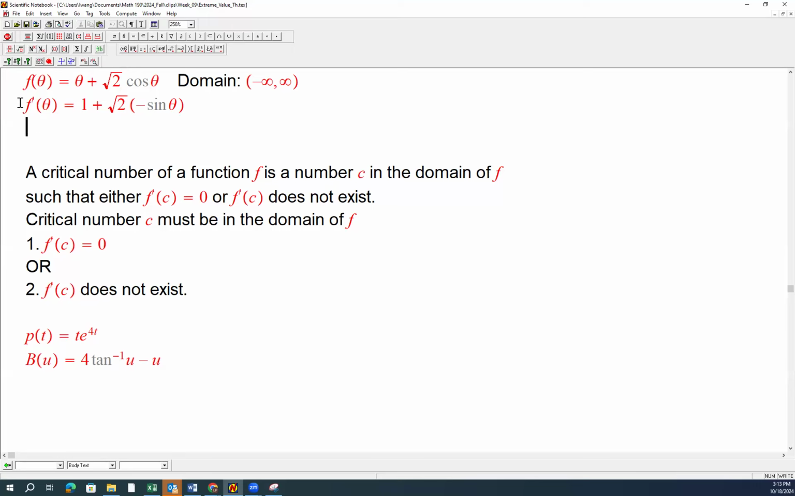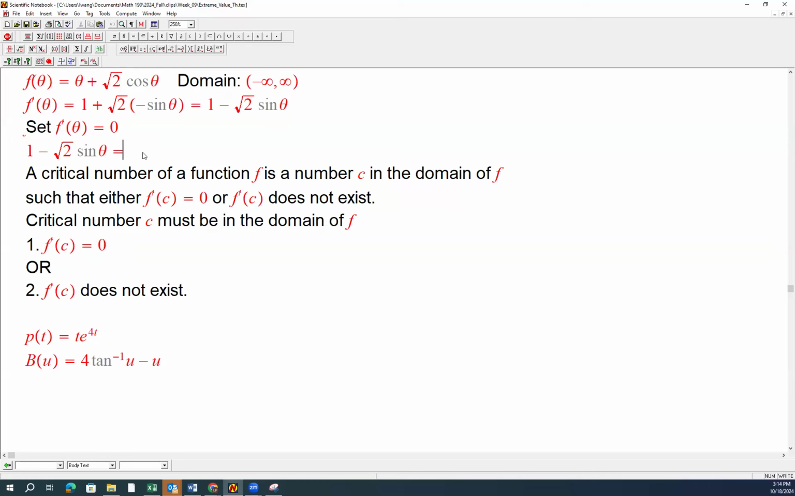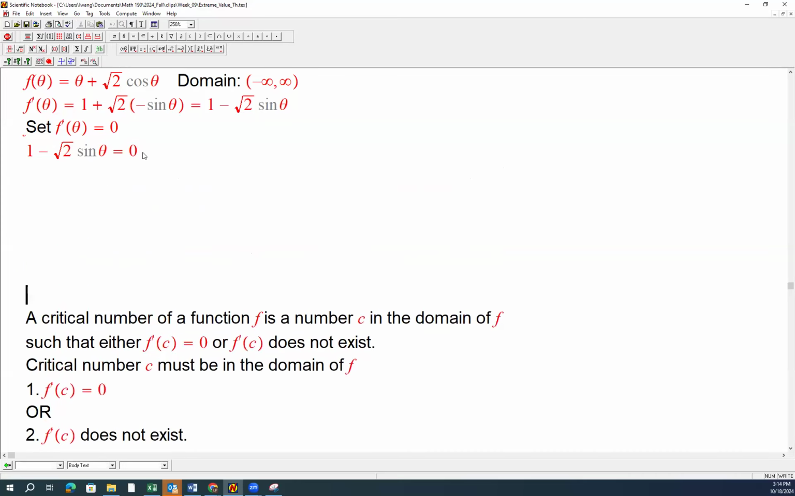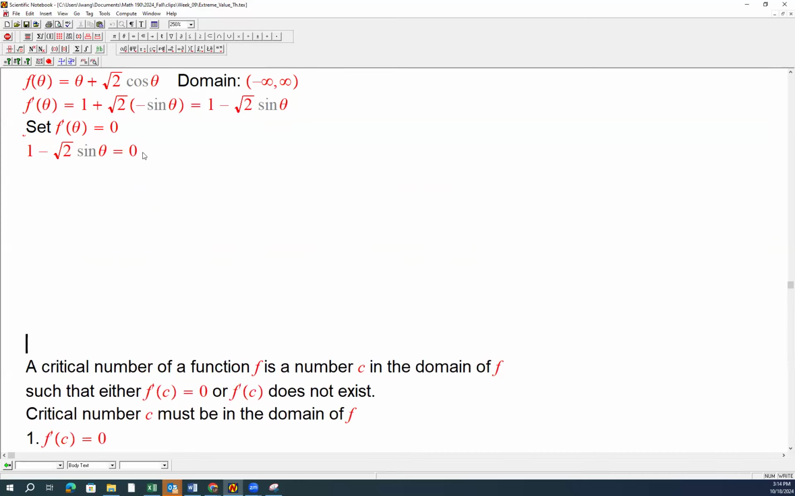Okay. Set the derivative equal to 0. And what do we get? If you like to write it as 1 minus root 2 sine theta, this piece is going to be 0. We're solving for theta. So as we're solving for theta, what do we get?